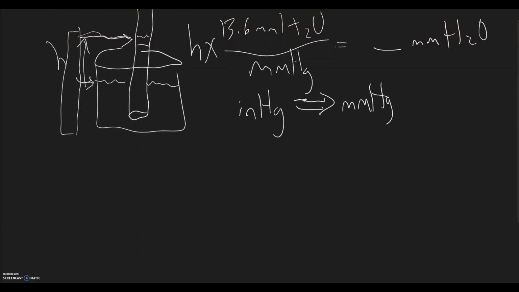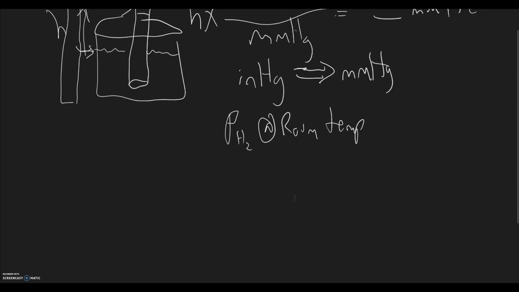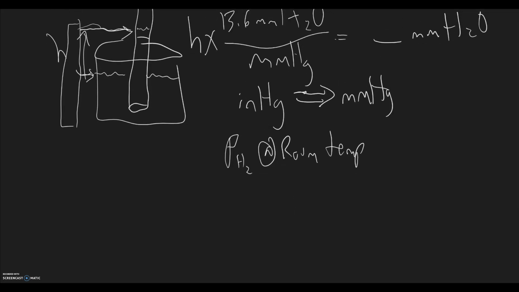So all you'll do is just subtract the water from P total and you end up with the pressure of hydrogen gas. Now this is at room temp, so we're going to have to work with the combined gas law. Now the other thing that you get from the eudiometer, before I move on here, is the inside here.